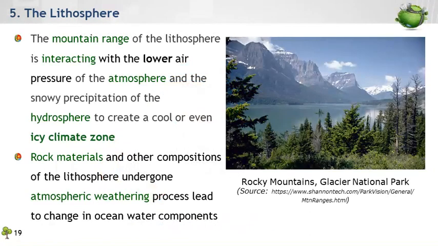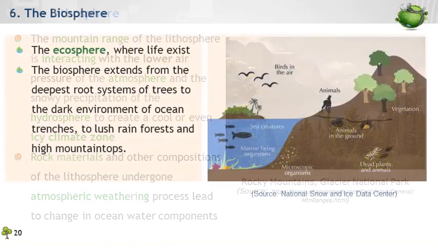For example, the mountain ranges of the lithosphere can interact with the lower air pressure of the atmosphere and also the snowy precipitation of the hydrosphere to create a cool or even icy climate zone. Similarly, rock material and other composition of the lithosphere can undergo atmospheric weathering, leading to a change in ocean water characteristics, which consequently affects global climate patterns on large time scales.